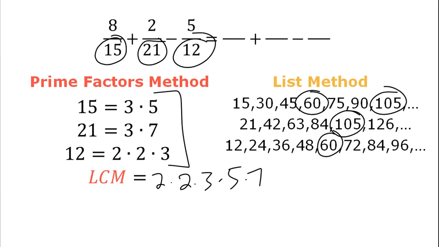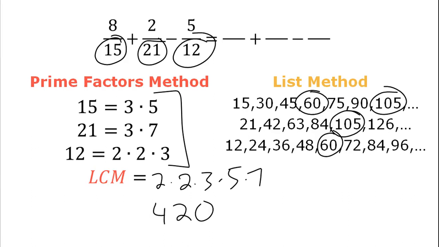So to find that least common multiple, I would basically just multiply all of those prime factors together. So I'd say 2 times 2 is 4, and then multiply that by 3, that gives me 12. If I multiply 12 by 5, that gives me 60, and 60 times 7 would give me 420. So my least common multiple for these 3 denominators would be 420.